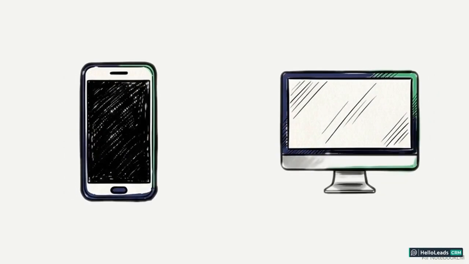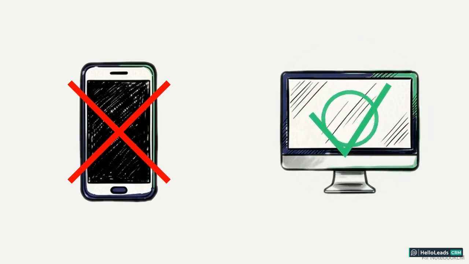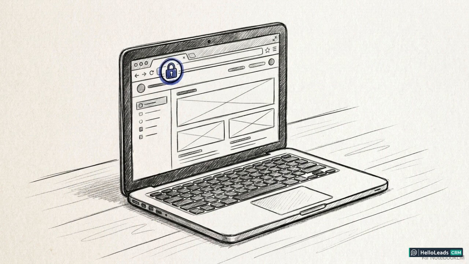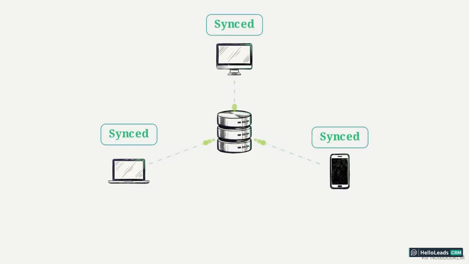Before we begin, you can put your phone down. This specific update cannot be performed through the Android mobile app. You will need to log in to the HelloLeads web app using a browser on your desktop or laptop. Requiring this change through the web app provides a more stable environment to process the update and ensures your data remains synced correctly across your entire account.